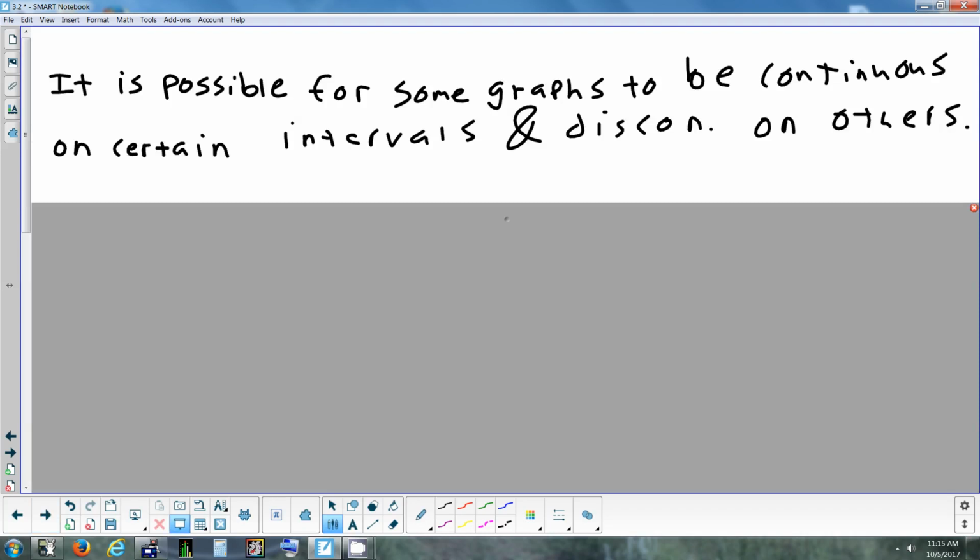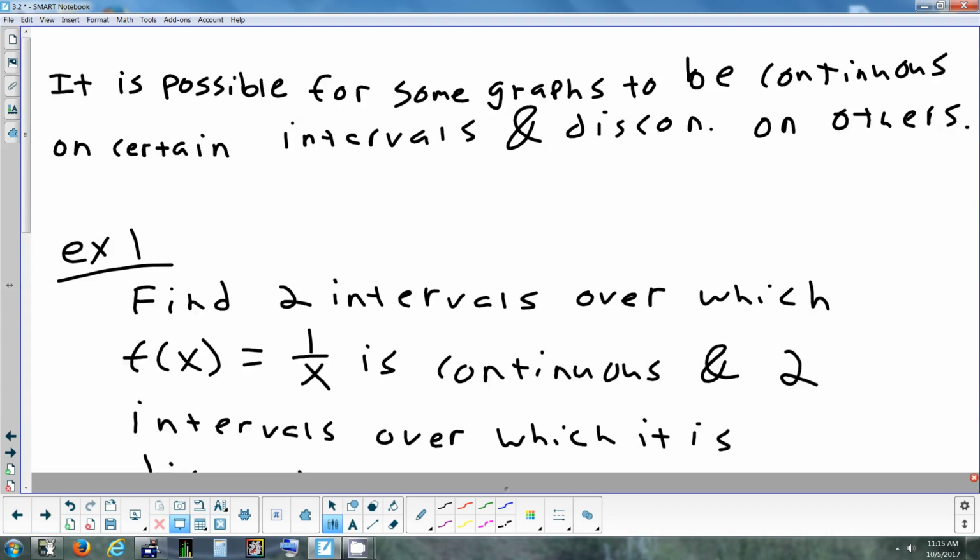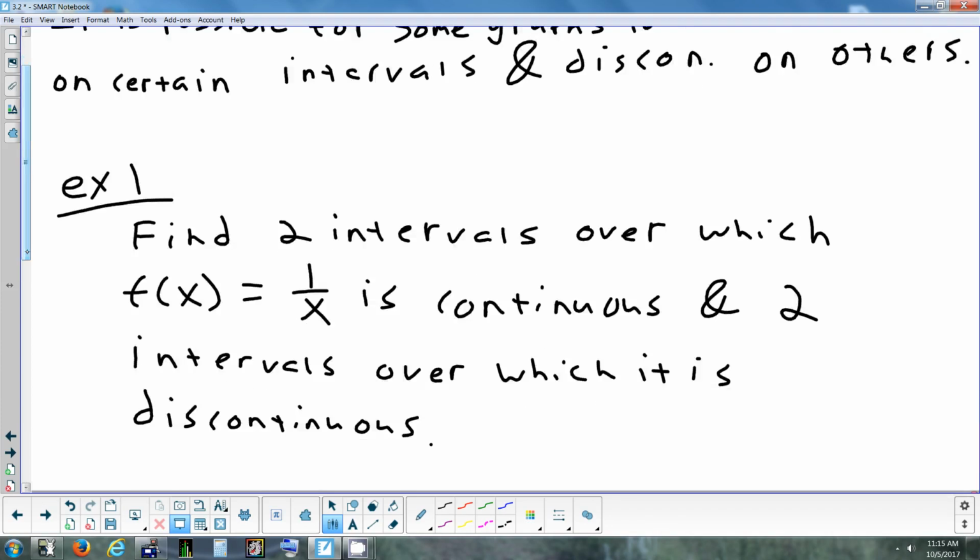So just because a graph is discontinuous at a certain spot doesn't mean it's discontinuous everywhere. You might be able to find a section, maybe a very small section of the graph that is connected. All right? So what we're going to do now is I'm going to give you a graph, and I want you to name two intervals where you can have a start and an end point and trace between them without lifting your pencil. And then two other intervals where if you tried to trace between your start and your end point, you would have to lift your pencil. Okay, so we're going to graph that and see what it looks like.